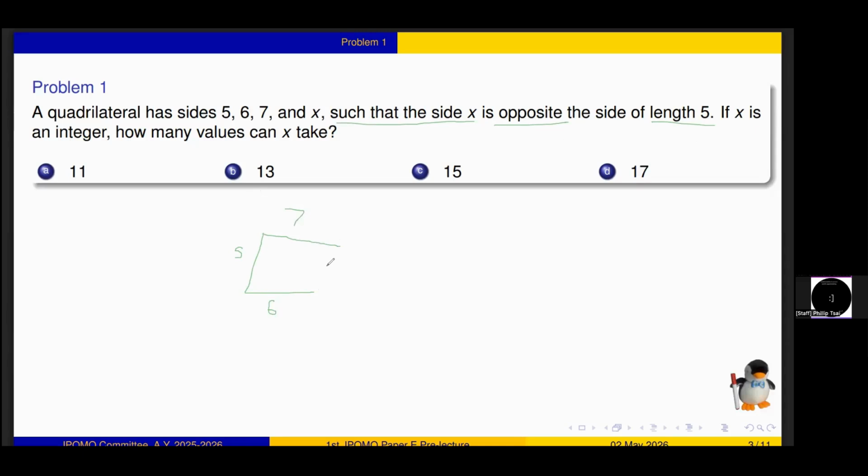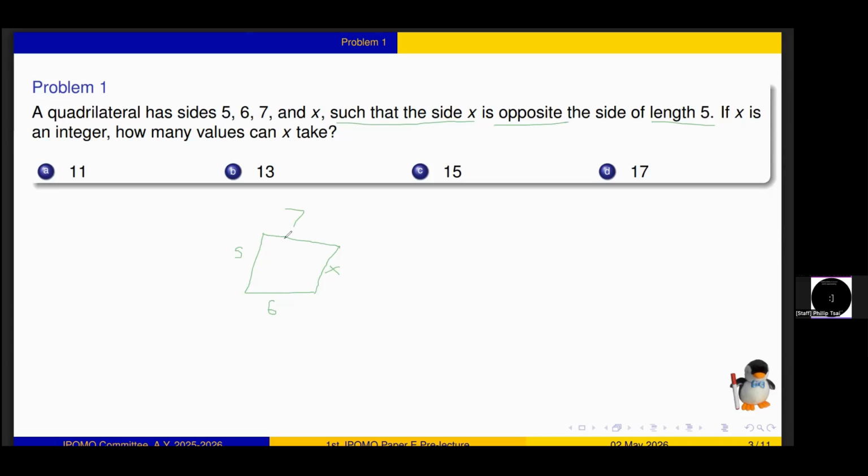Now, when presented with a problem like this, where you want to find how many values a variable can take, you usually should think about the triangle inequality, because it's very common to appear, and it restricts the quantities of x.